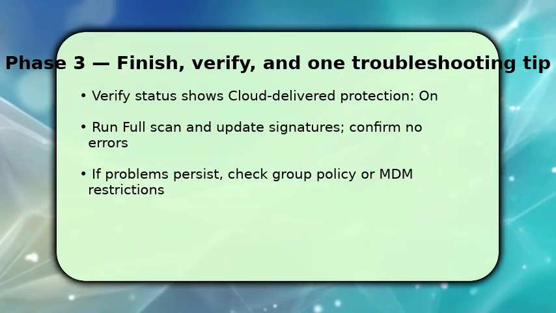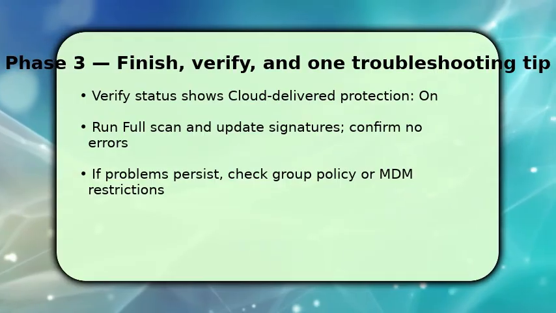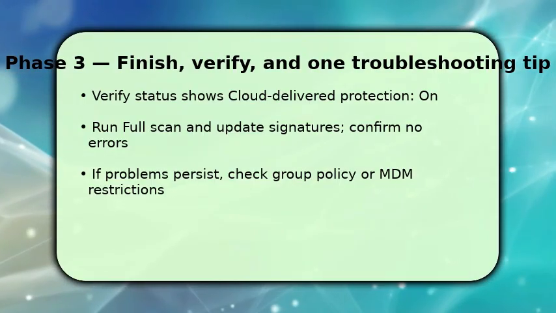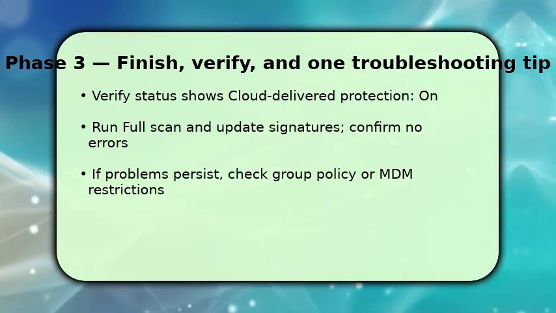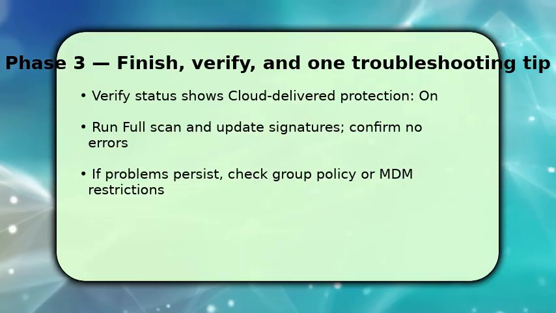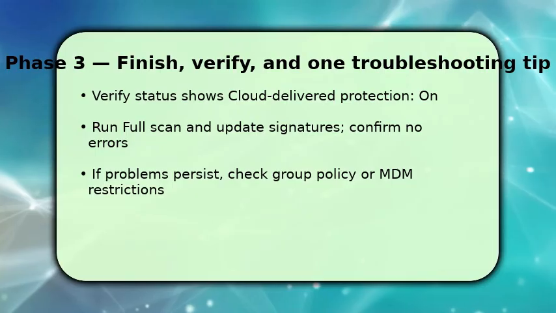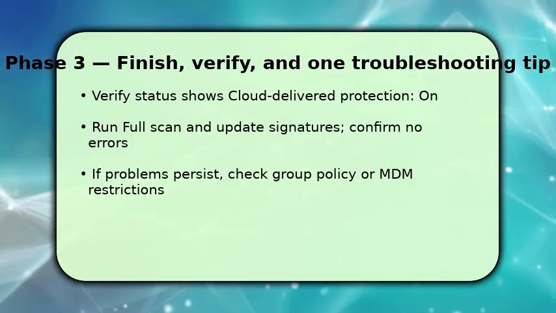If your settings revert, check Group Policy or MDM profiles for enforced restrictions, because enterprise policies often disable cloud features. If toggles remain unchangeable, remove conflicting registry keys only if you know what you're doing, or contact your admin.